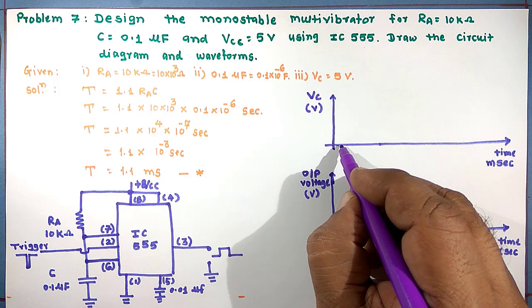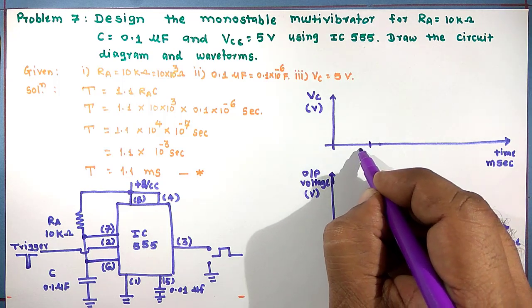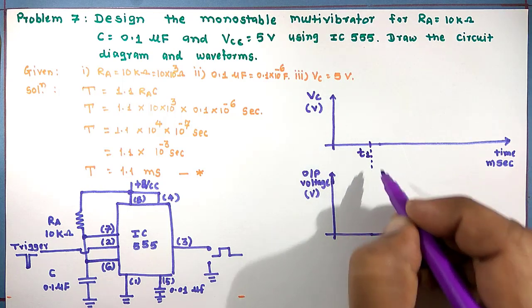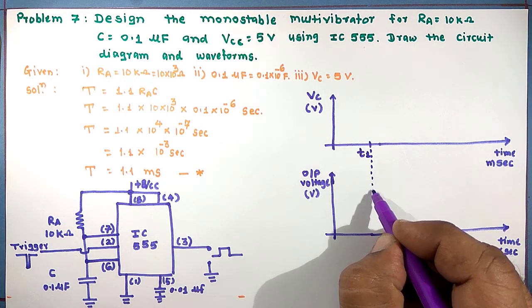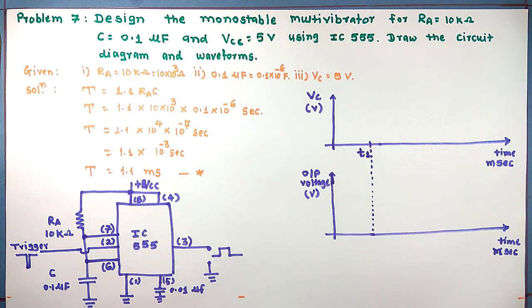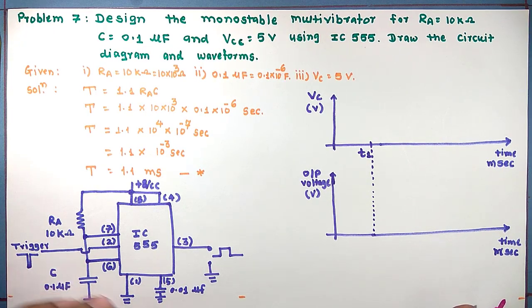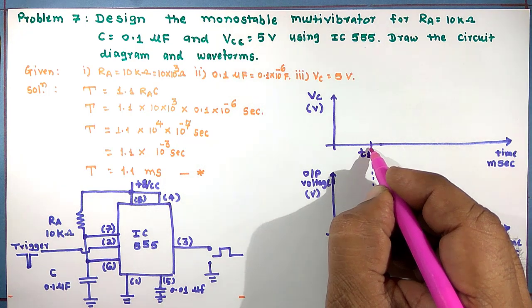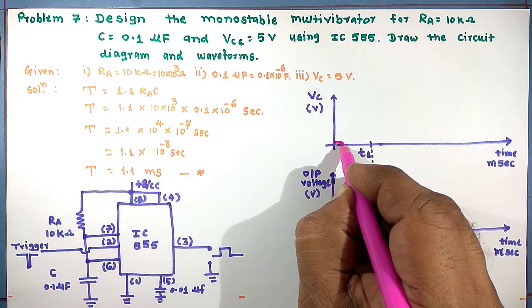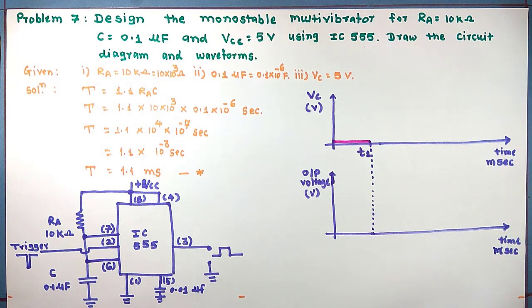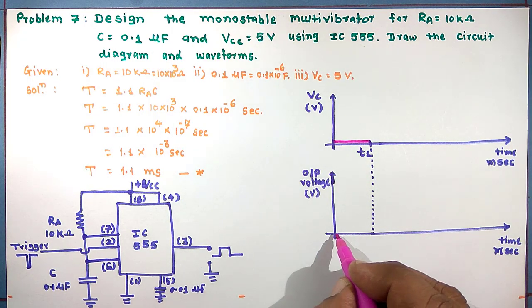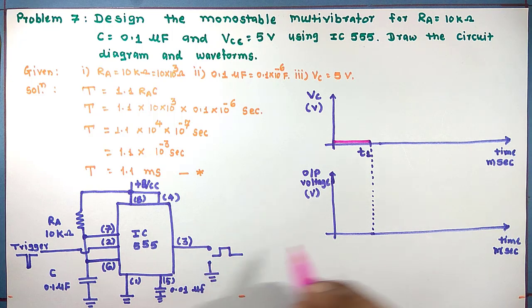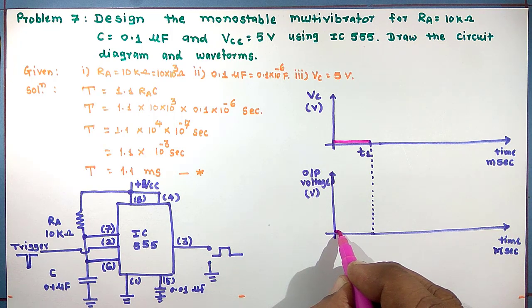So let us consider that at time t1 the trigger signal is arrived. So up to time t1 the capacitor is in discharged state, and so voltage across capacitor up to time t1 is 0. Similarly, the output of IC 555 is also 0.